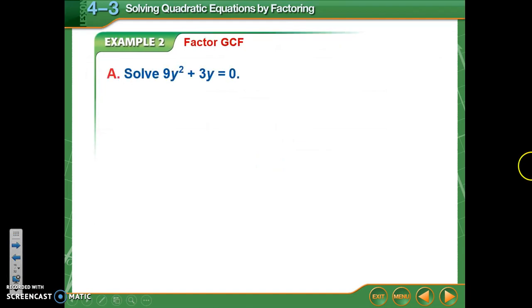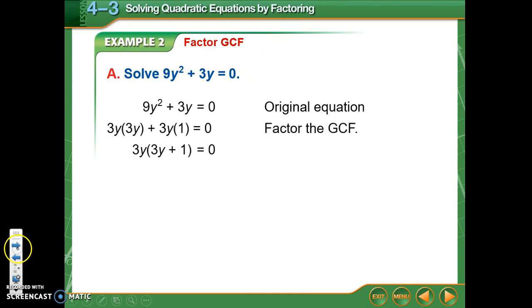So let's take a look at how we would do this. We're going to start with this example, 9y squared plus 3y equals 0, and we're going to solve it. Of course, we could graph this, but another way to do it would be to factor. So we're going to factor out our GCF here. Our GCF between 9y squared and 3y is 3y. I can rewrite 9y squared as 3y times 3y, and 3y as 3y times 1. So when I factor that out, when I undistribute it, I can rewrite it as 3y times the quantity 3y plus 1. So this is now in factored form.